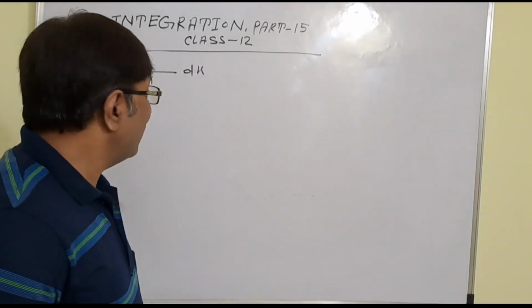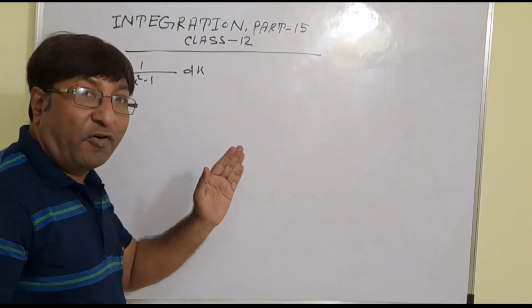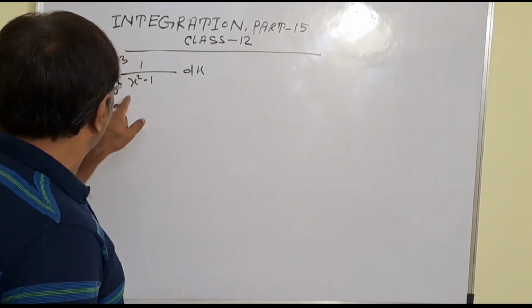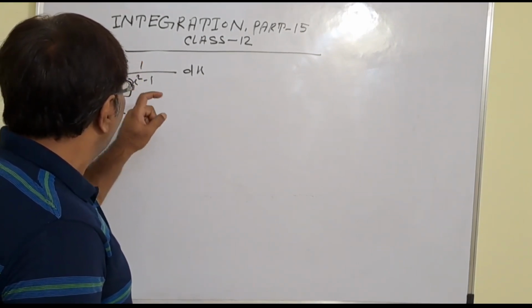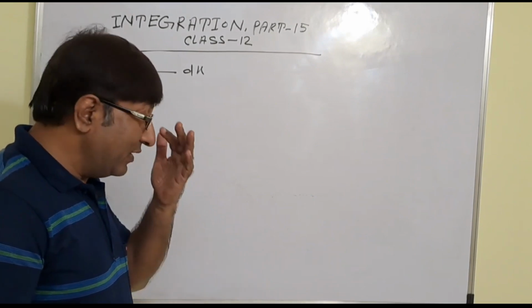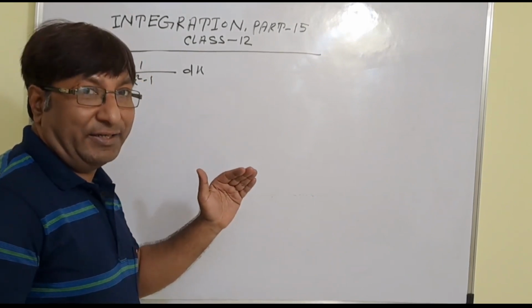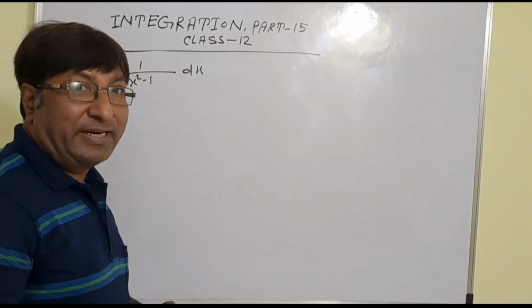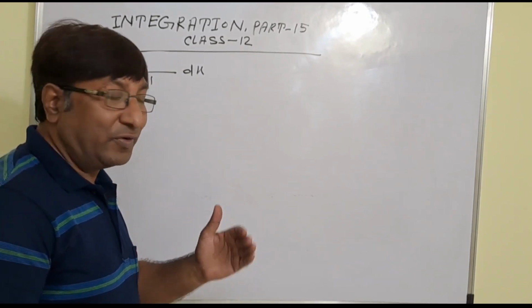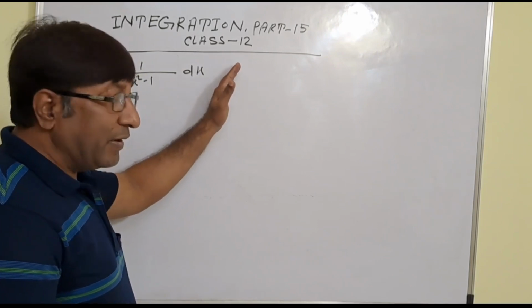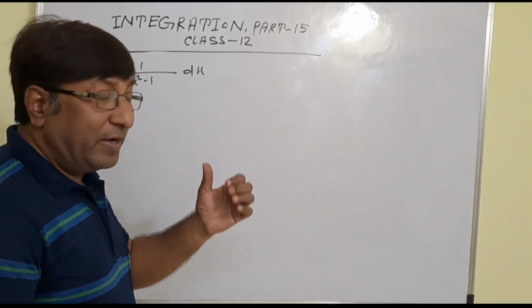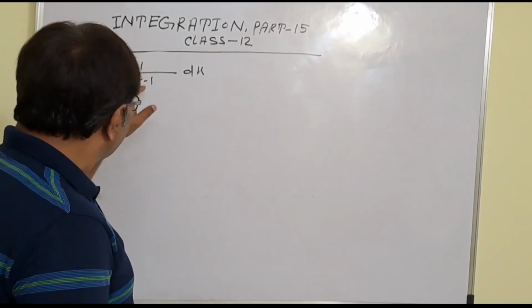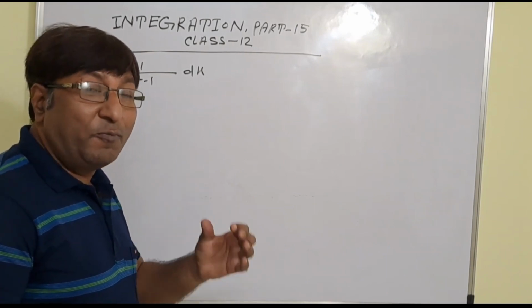Now see the next question. The next question is: find the integration from 2 to 3 of 1 upon x square minus 1 dx. This is also a definite integration. So first we have to find the integration of this function, that is 1 by x square minus 1. After that we will use the upper limit and lower limit. So you know well, we will solve this function with the help of partial fractions.